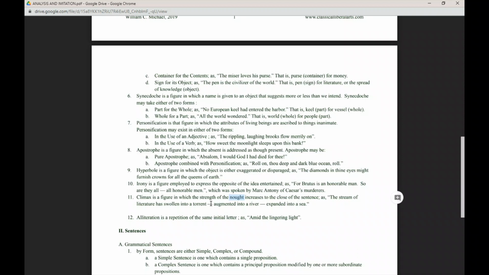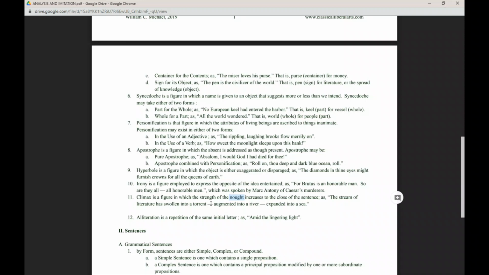Alliteration. The repetition of the same initial sound or letter. Amid the lingering light. Lingering light. The use of this repeated sound is often intentional, and we can see examples of this in our reading of Homer. That's alliteration, the repetition of, I would say, not the initial letter, but the initial sound.